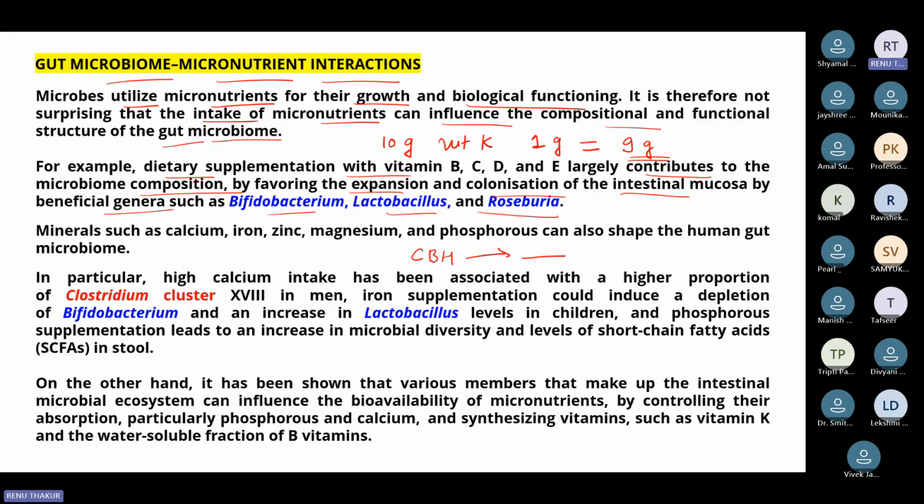Accordingly, that group of bacteria will be higher, like Bifidobacterium and Lactobacillus will be higher if the area or the organ is rich in vitamin B, C, D, and E. So if these 4 vitamins are there in an area, then there should be a higher amount of Bifidobacterium, Lactobacillus, and another one. And minerals such as calcium, iron, zinc, magnesium, and phosphorus can also shape the human gut microbiome. Obviously, these are micronutrients, and micronutrients play a very important role.